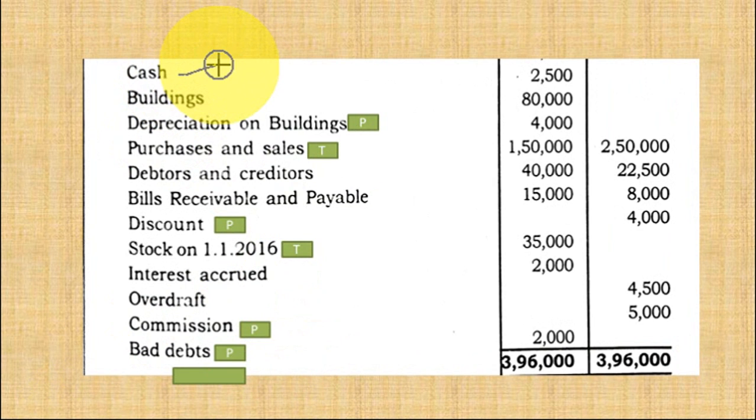So this is drawings and it goes to balance sheet. Cash, balance sheet. Buildings, balance sheet. Depreciation on building. I told you when depreciation is given in the trial balance, profit and loss account. Purchases and sales, trading account. Debtors and creditors, balance sheet. Bills receivable, bills payable, balance sheet. Because these are the assets and liabilities.